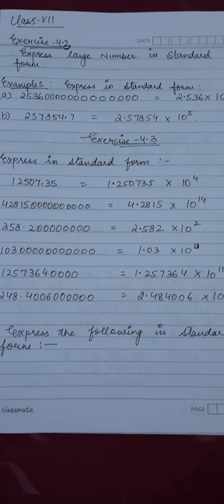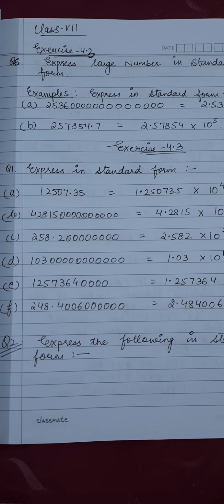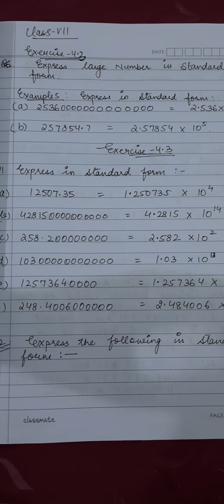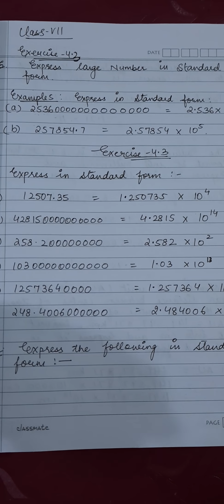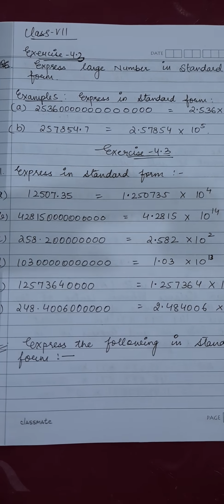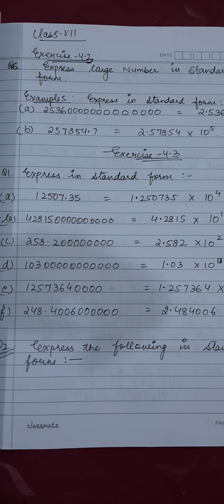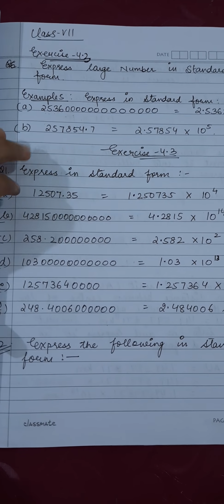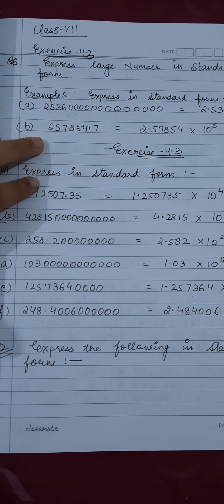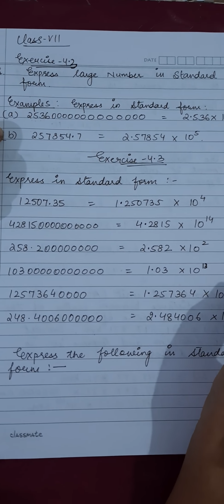Hi everyone. Today we will be doing exercise 4.3 of chapter 4. In this we are going to do standard form. Now what is the meaning of standard form? When we have to express large numbers in the exponential form, that is called the standard form. For example, this is example number 5 of your book.